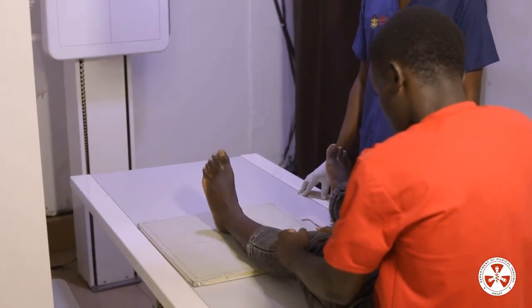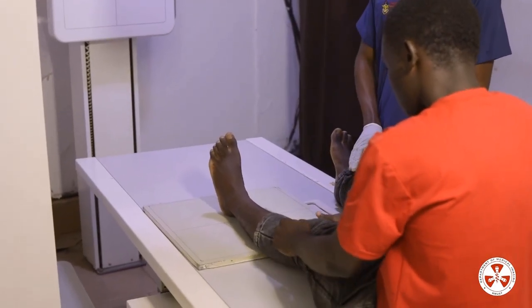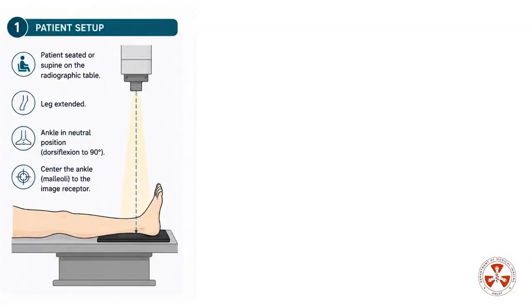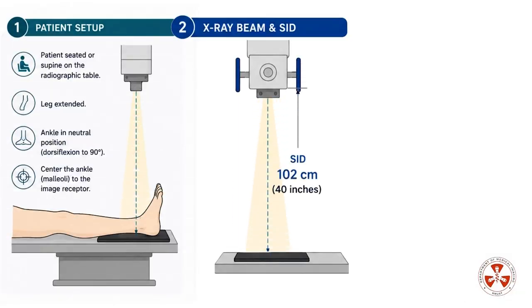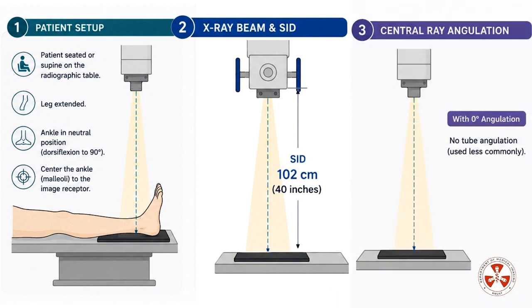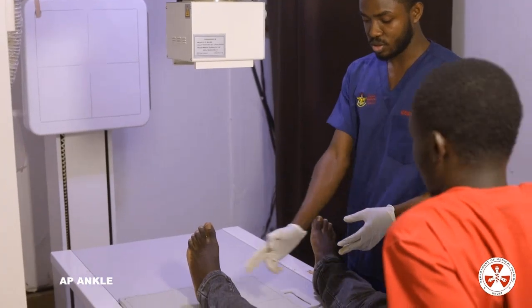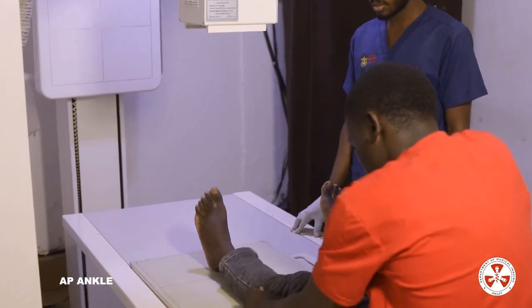For an AP ankle, the patient is seated or lying supine on the table with the leg fully extended. Again, the tube is positioned at a standard 40-inch SID. The central ray is perpendicular to the image receptor with no angulation and is directed midway between the medial and lateral malleoli. Position the patient with a fully extended leg down the long axis of the image receptor.